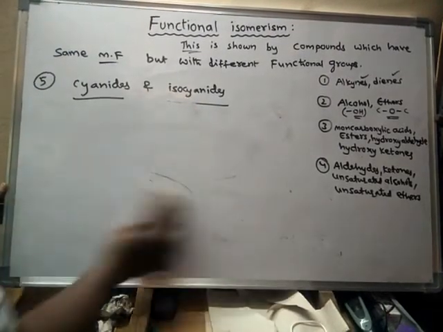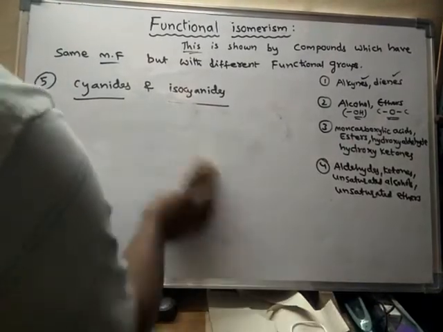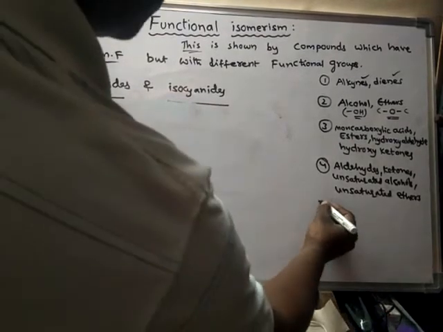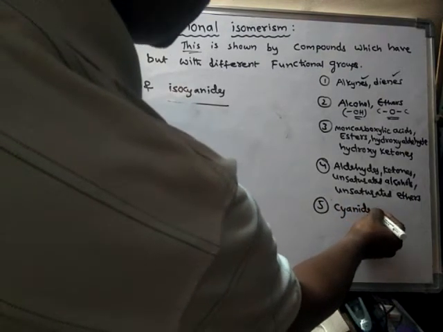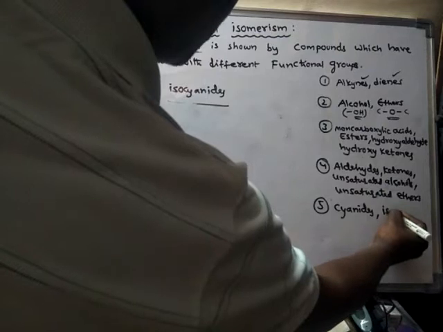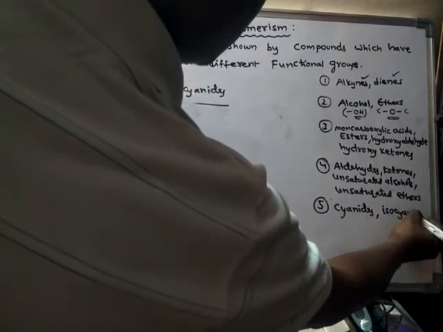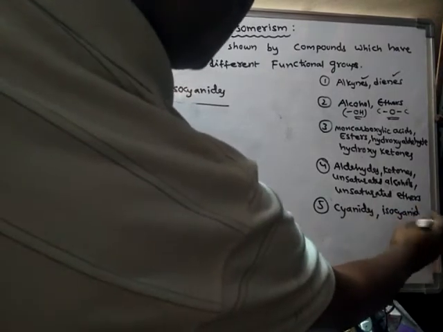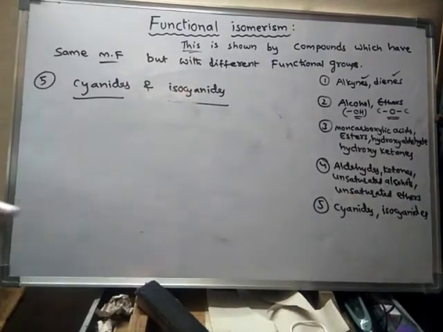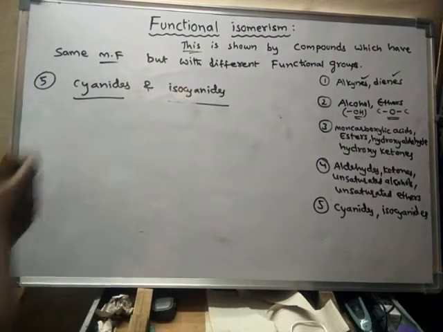Let us learn another example. So what did you learn? Cyanides and isocyanides are functional isomers to each other. Okay, next one.